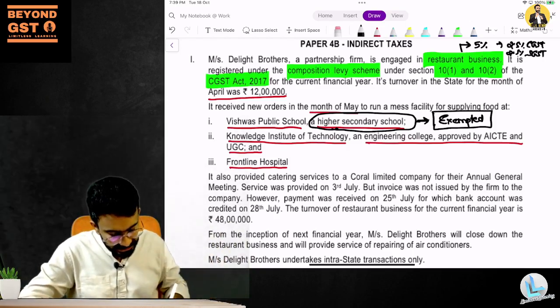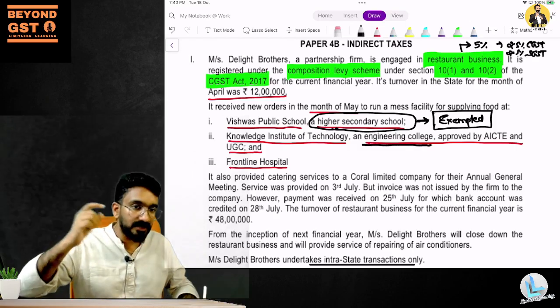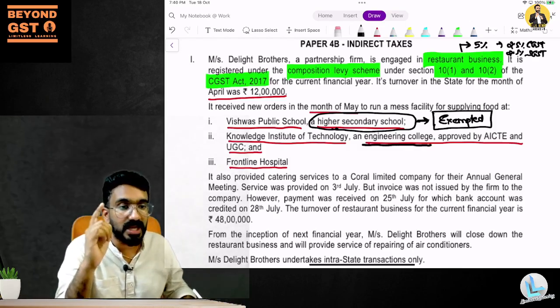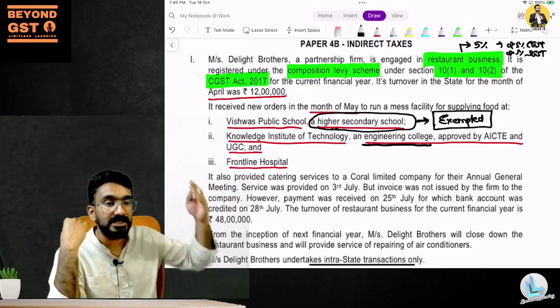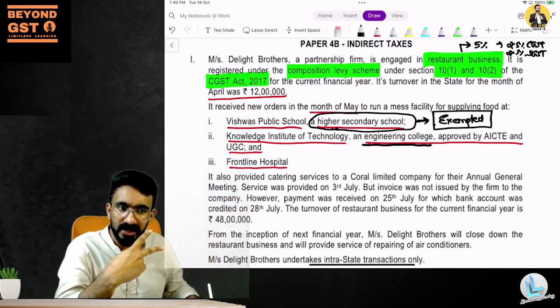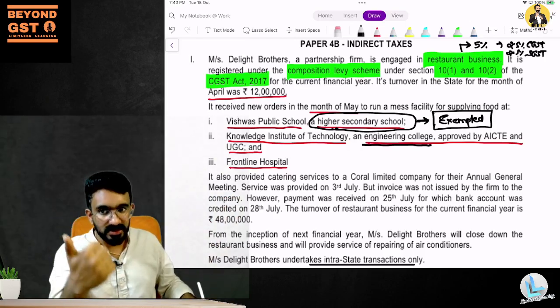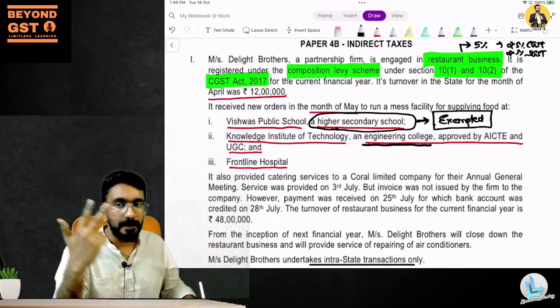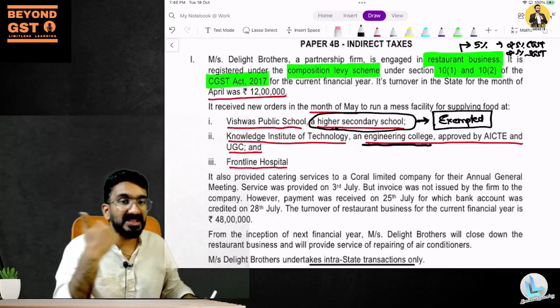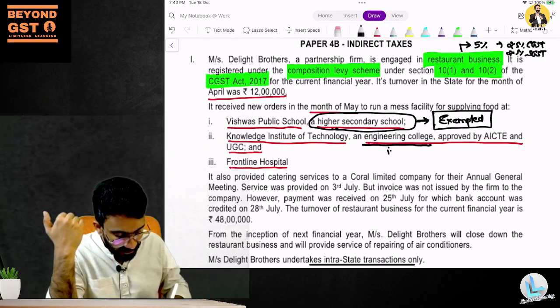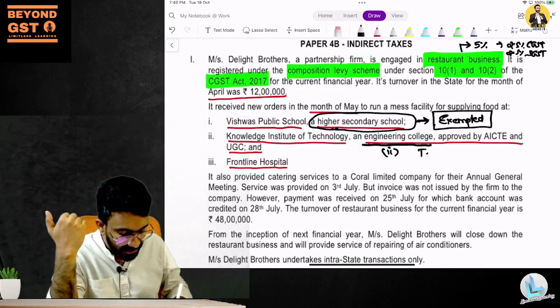Then, catering services provided to the engineering college will come under which category? Category 1, 2, 3. We have seen three categories. It comes under category number 2. Category 1 is school. Category number 2 is universities and colleges. Category 3 is vocational training. Now, this is under category 2. Thereby, there is no exemption. This will be taxable.